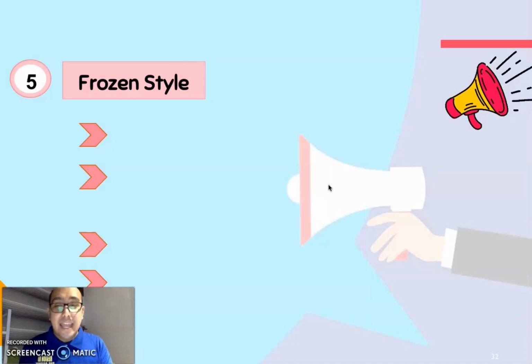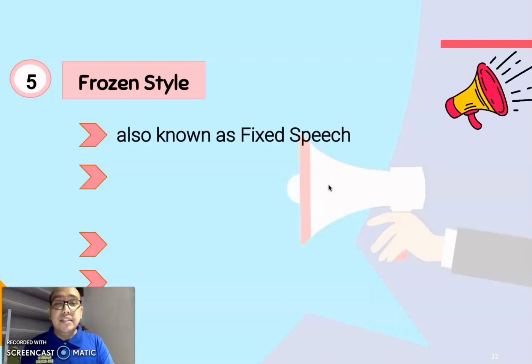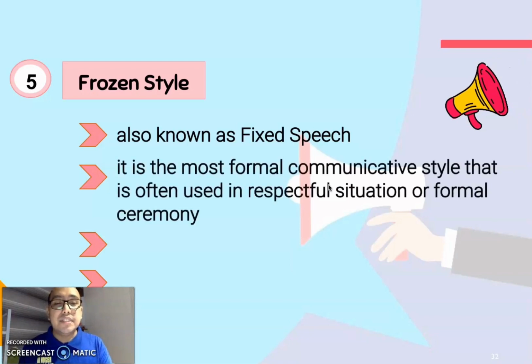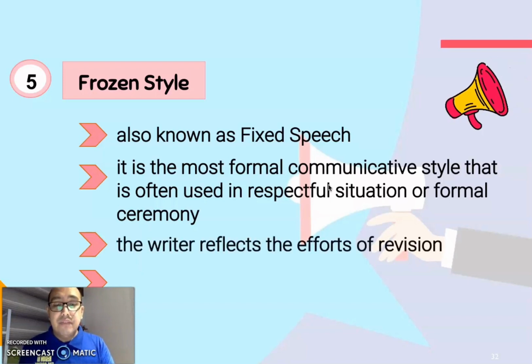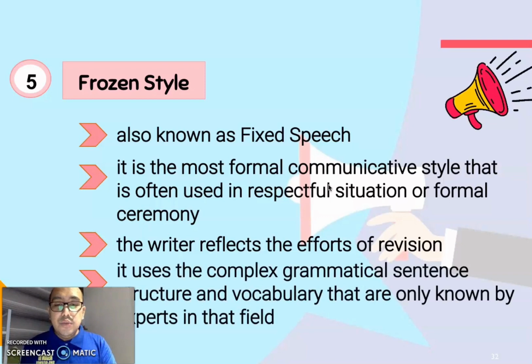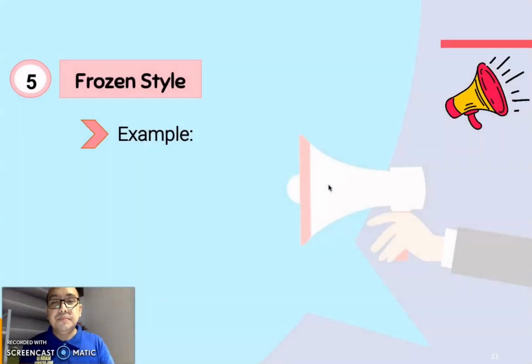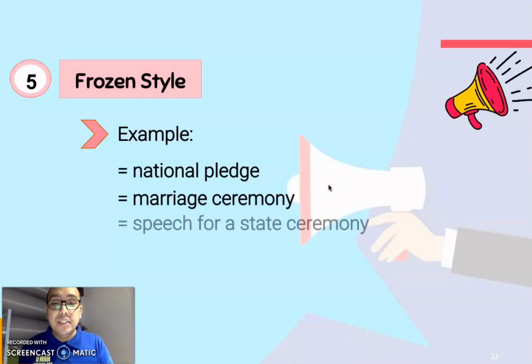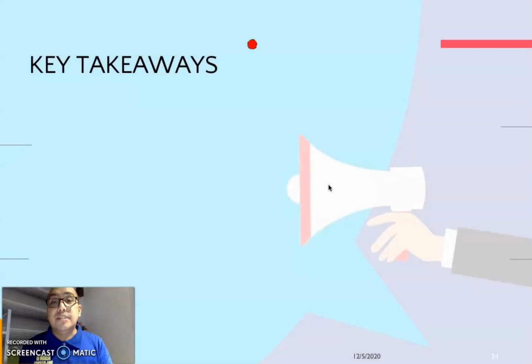And then the last style is the frozen style. It is commonly known as the fixed speech. It is the most formal communicative style that is often used in respectful situations or formal ceremonies. The writer reflects the efforts of revision, and it uses a complex grammatical sentence structure and vocabulary that are only known by the experts in that particular field. Examples: national pledge, marriage ceremony, or a speech for a state ceremony.